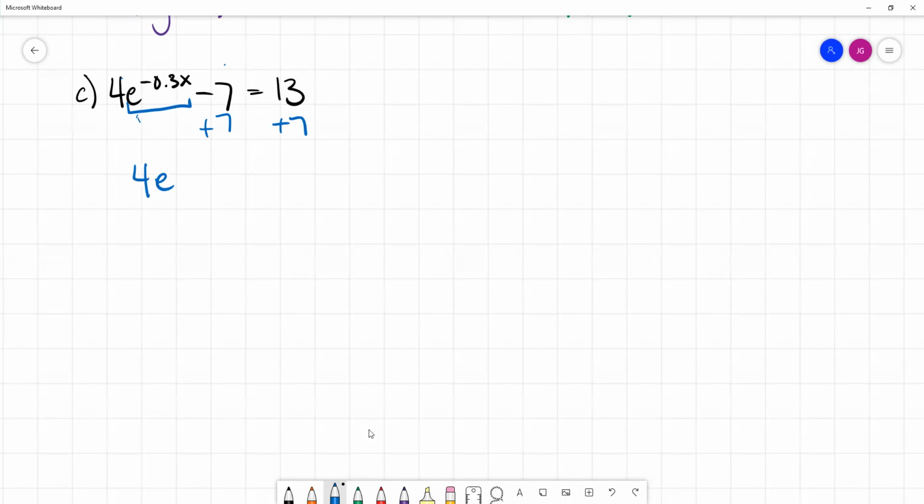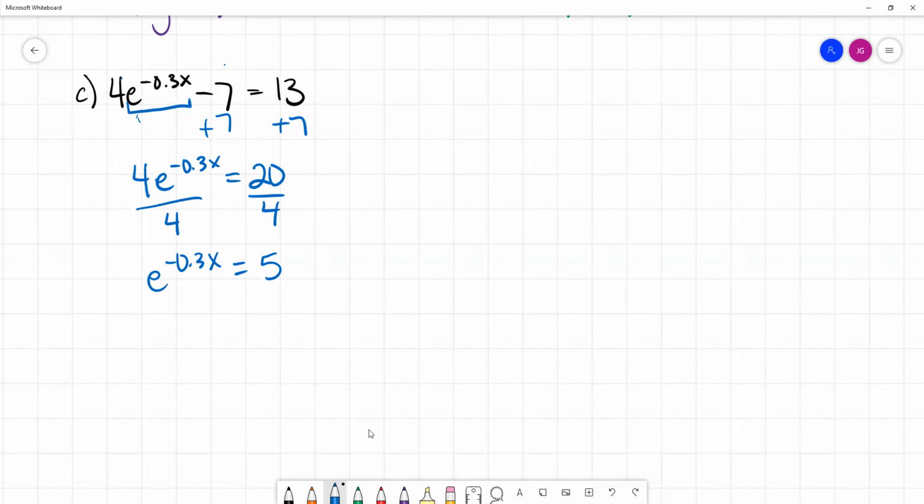I get 4e to the negative 0.3x is equal to 20. Then the next thing I can do is divide both sides by 4. I get e to the negative 0.3x is equal to 5. And now here I have exponential equals a number. Okay, now I've said you can do either log or natural log, but here it's going to be really advantageous for us to use the natural log.